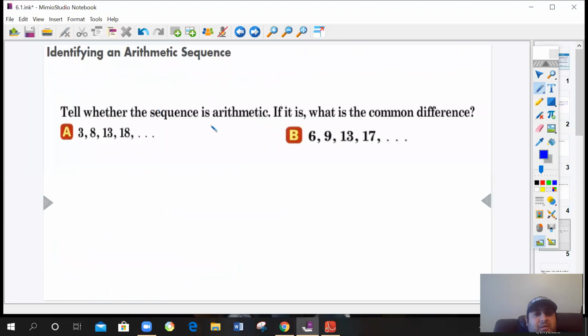Tell whether the sequence is arithmetic. If it is, what is the common difference? All right.